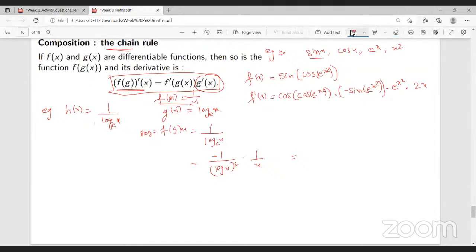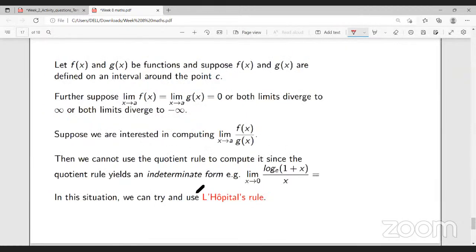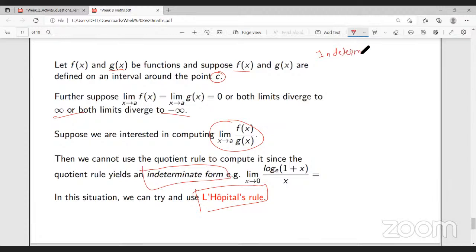Now, L'Hospital's rule, right? If f(x) and g(x) are functions defined on an interval centered at point c, and the limit diverges to infinity, then when computing this limit we cannot use the quotient rule, since it is an indeterminate form. So what do we mean by indeterminate form here? What are the indeterminate forms?